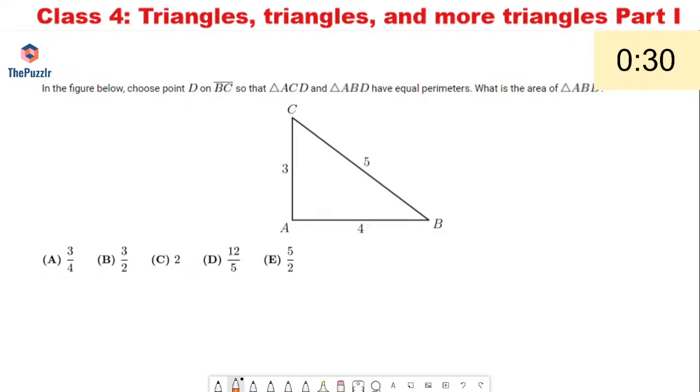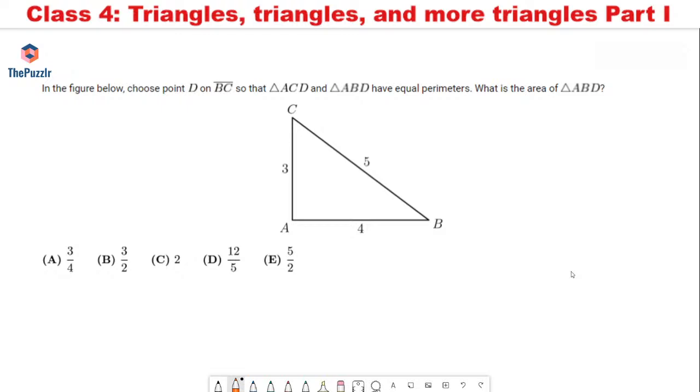Let's get going. So for this problem, what we do is you draw something here, and we get point D, right? We have D right here. Now we're told that the perimeter of triangle ADB and ACD is the same, right? So let's say this is X. Well, if this is X, then what is this right here? Let's say it's Y.